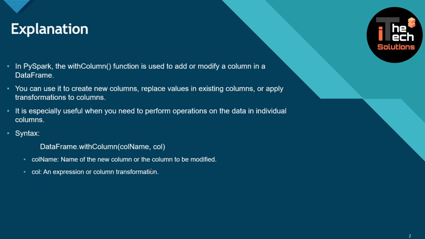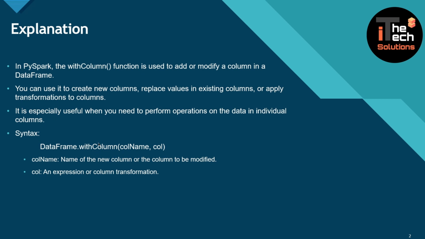If we don't want to add a new column, we can very well transform the existing columns to have new values in them. So we use withColumn especially when we need to perform any operations on the data for the individual columns. The syntax is very simple. It is just the data frame dot withColumn, and two parameters we need to pass. One is the column name and the other is the column expression.